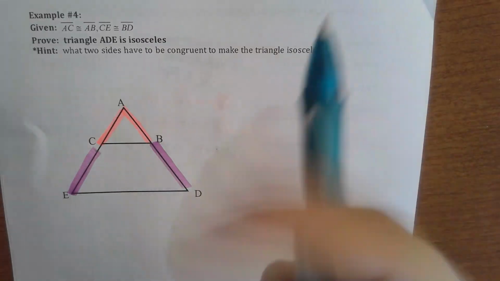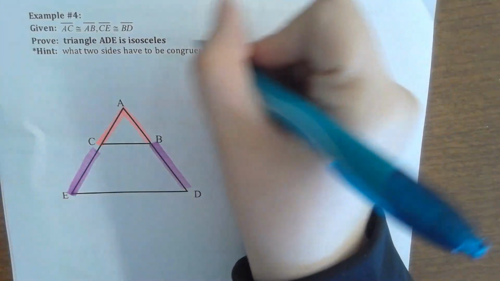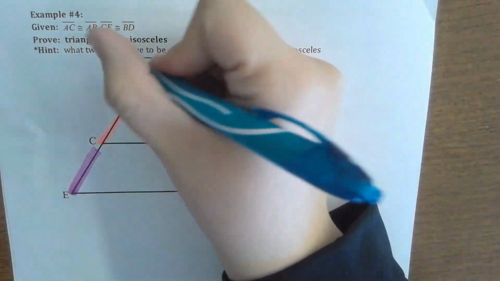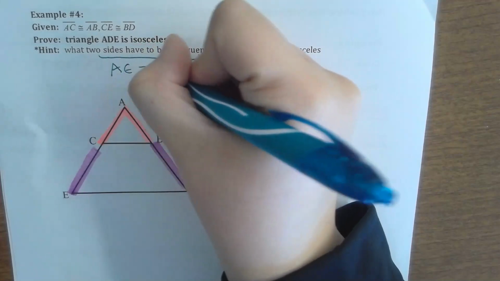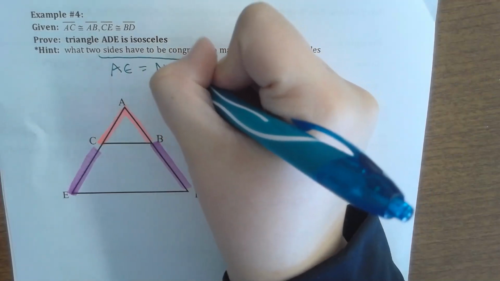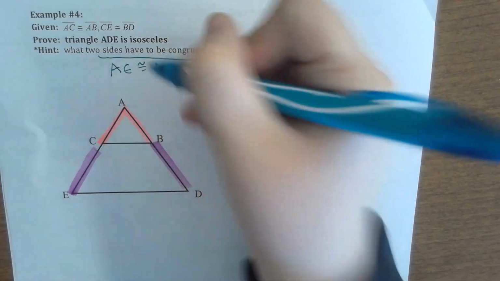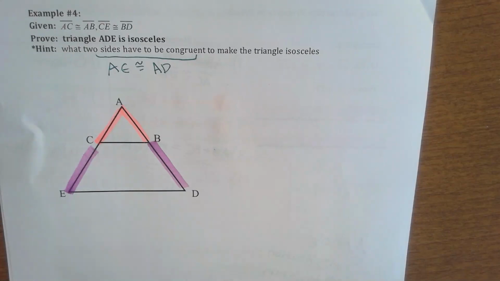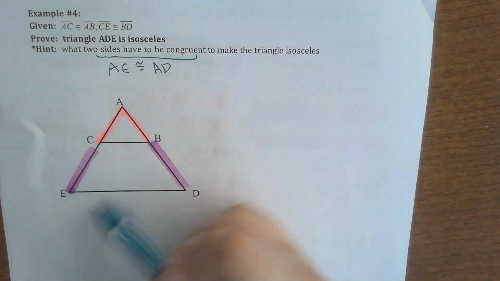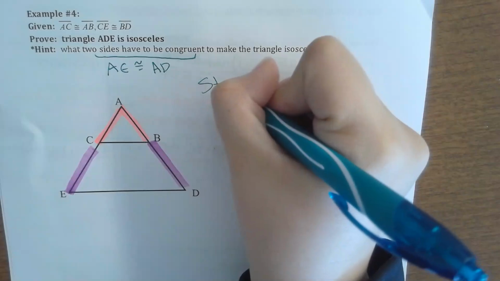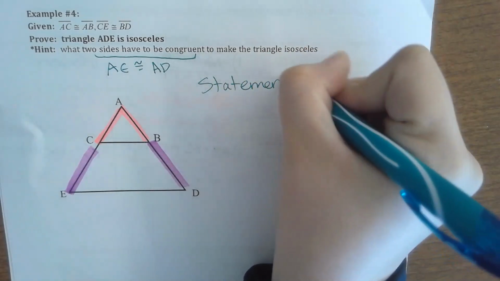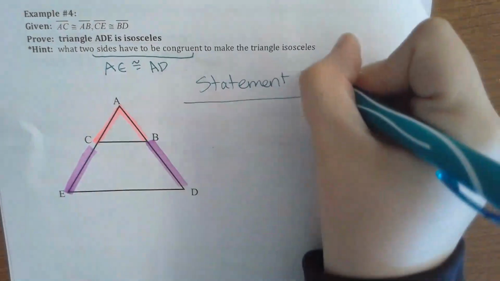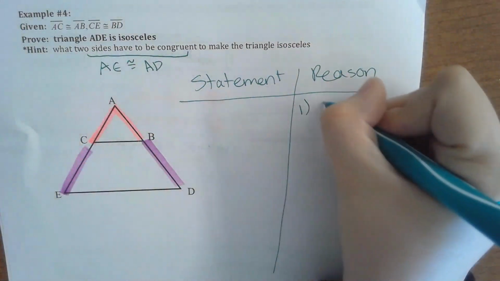Well, in order for it to be isosceles, we need two congruent sides. I can prove that AE is congruent to AD. If I add these pieces, I get these pieces. It's addition. We want to get bigger to the whole side, so we have to add. Start with our givens.